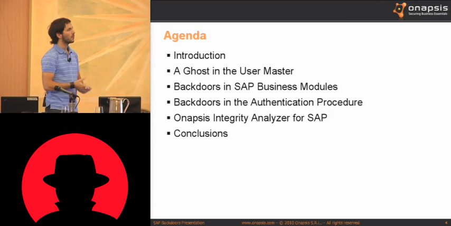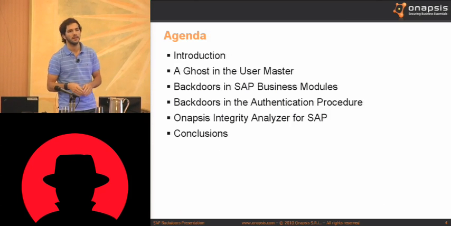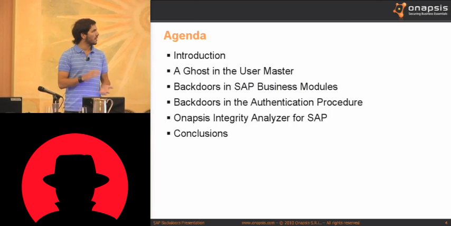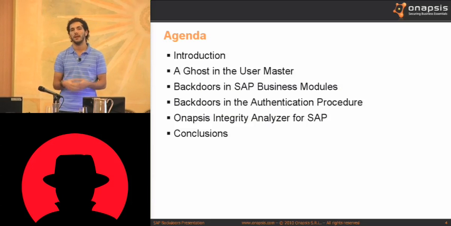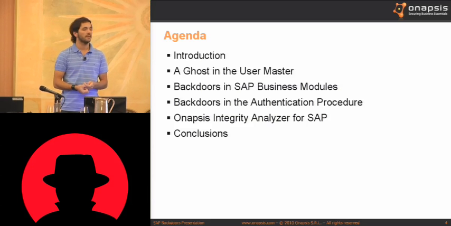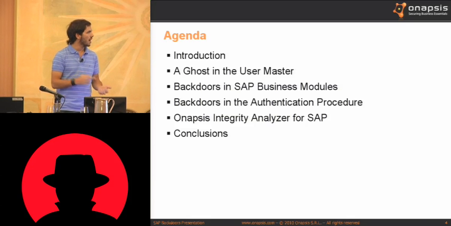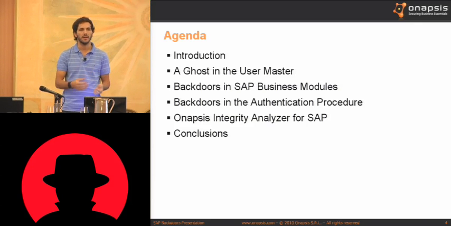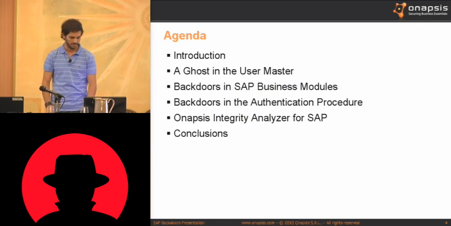So this is what we are going to go through in this presentation. We're going to make a quick introduction to SAP systems. Then we're going to see how it's possible for someone to create a ghost user in the SAP user master. We're going to see how backdoors can affect business modules and how it's possible to backdoor the authentication procedure of an SAP system. And then I'm going to present a free tool called Onapsis Integrity Analyzer that's going to help you to prevent or detect this kind of threat.